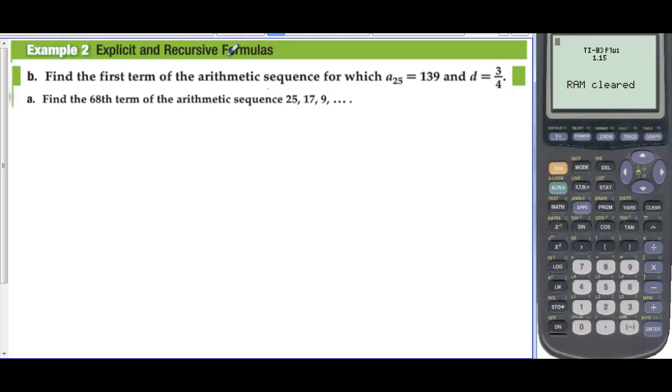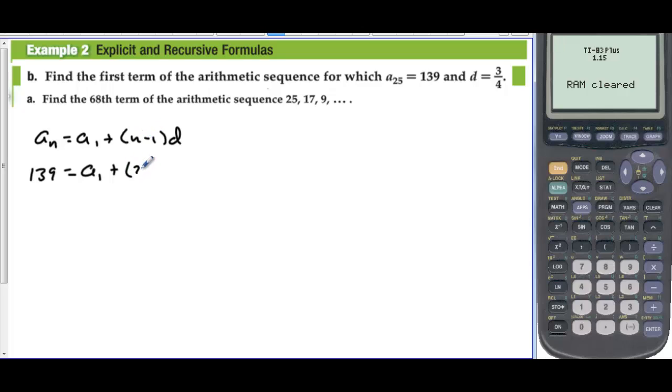Example 2, explicit and recursive formulas. Find the first term of the arithmetic sequence for which a sub 25 equals 139 and d equals 3 fours. Let's start out with the explicit formula. a sub n is equal to a sub 1 plus n minus 1 times d. The 25th term is 139. a sub 1 is what we're trying to find, and then the n is 25.